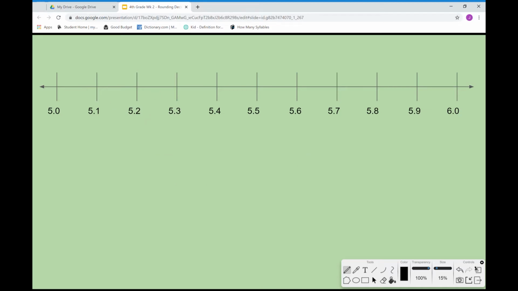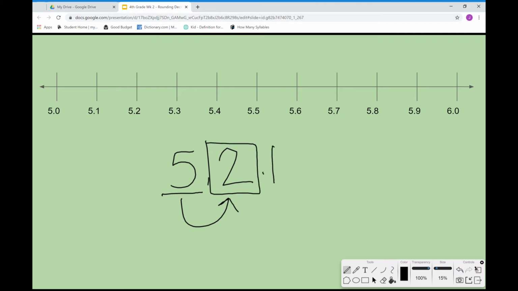Now we are going to round 5 2/10 to the nearest whole number without the number line. Since we are rounding to the nearest whole number, we want to underline the whole number, which is the 5. Next, look at the digit to the right. Since 2 is less than 5, our number will round down to 5. Since we are rounding to a whole number, again, we don't need to write the decimal.